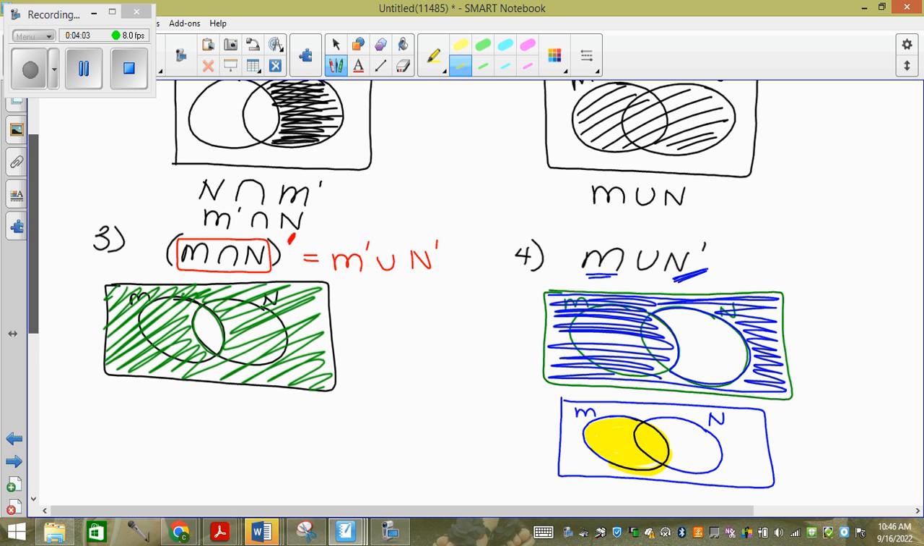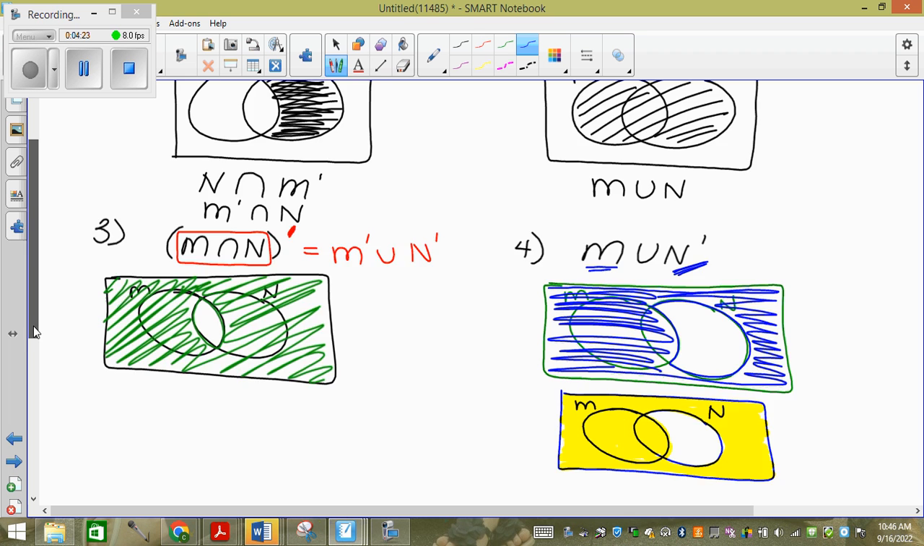Not N means this circle. And everything else I know. So you shade the same stuff, right? So you could do it that way as well. Okay. 2 more questions we're going to go through.